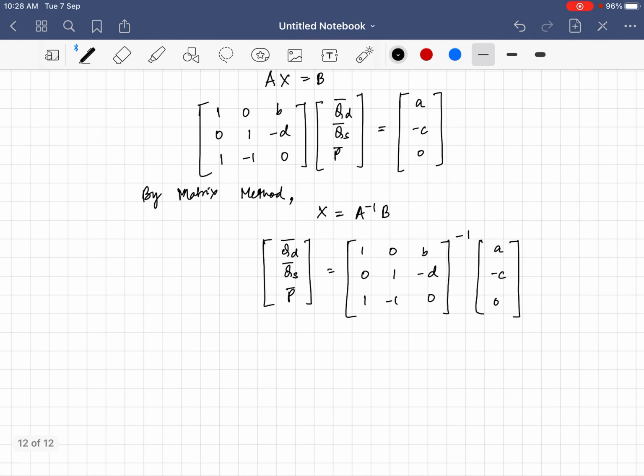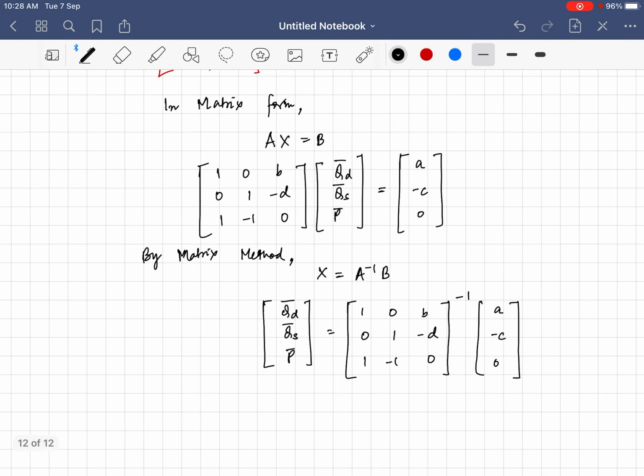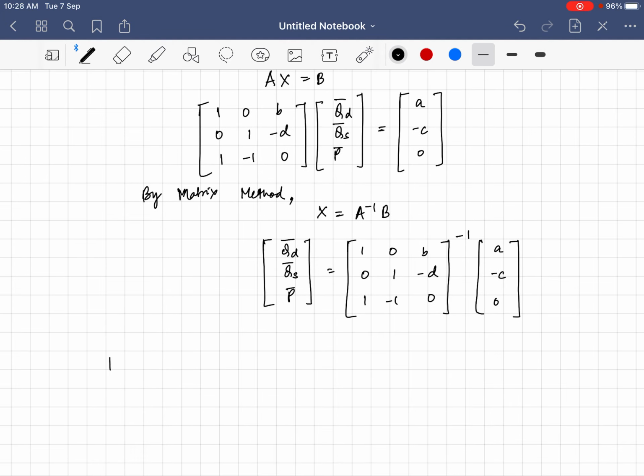So for Cramer's rule, first we need to find the determinant of A. Even for A inverse you need to find the determinant of A. So the determinant of A is given by what? 1 0 B, 0 1 minus D, 1 minus 1 0. If I have to expand this, I will expand along R1. So what do we get?